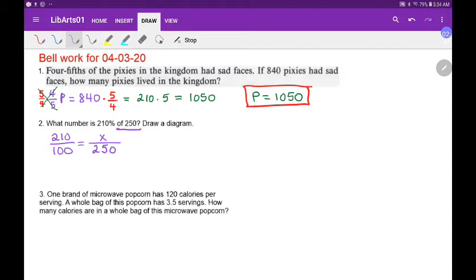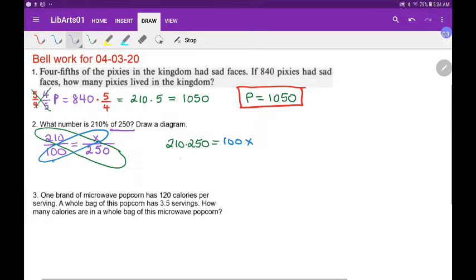twice 250. So we could do this a number of ways, but we're going to do it this way. 210 times 250 is equal to, and we can circle it this way, 100 times x. So let's see. I return to my calculator and I say 210 times 250, and I get 52,500, and that's equal to 100x, and then I divide by 100.